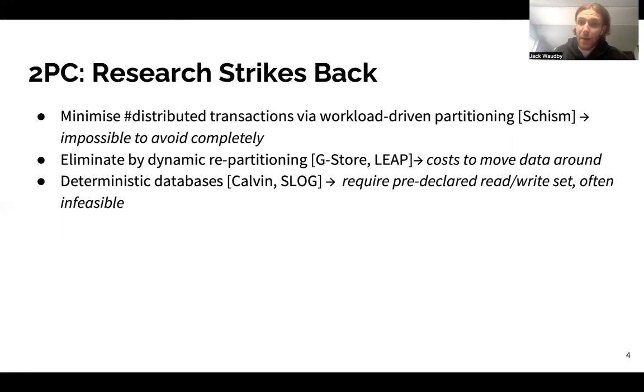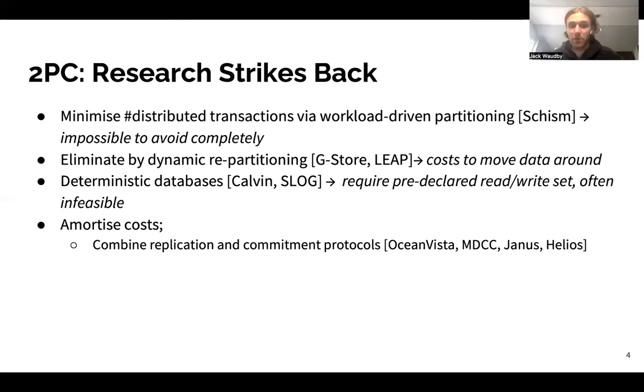avoid 2PC altogether by doing all of the ordering of transactions up front, which means you no longer need to get the nodes to agree on whether they wish to commit a transaction or not. However, while this approach works well, there are numerous caveats with it. One of these is, for example, you need to pre-declare your read and write sets, which in the general case may be infeasible. Another set of protocols attempt to amortize the cost of 2PC by rolling together replication and commitment into one single unified protocol.